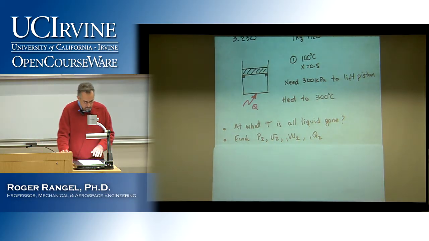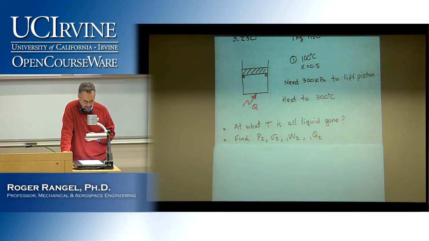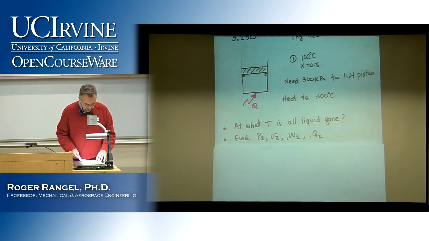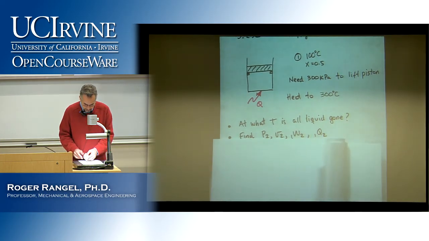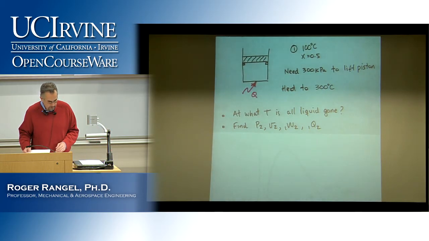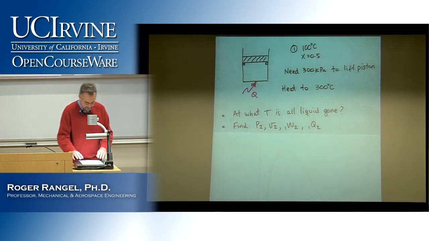First question is, at what temperature is all the liquid gone? So we're heating this up, and we want to find out the temperature at which all the liquid is gone. And then we need to find the final pressure, the final specific volume, the total work done by the water, and the total heat transfer into the water. Not different from what we were doing, just variations. Okay, so what do you want to do first?